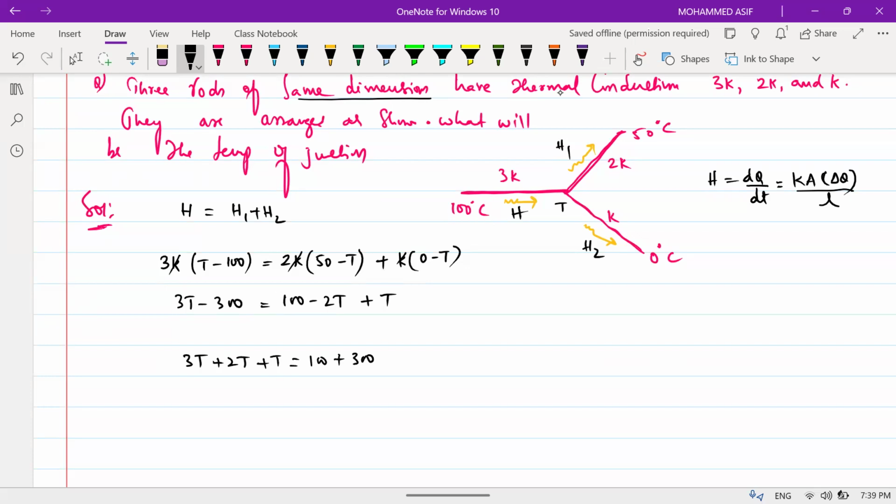This temperature is minus T, na beta? This one is minus T, na? Because 0 minus T is nothing but minus T. So plus minus minus, this will become 100 minus 2T minus of T. So this will become 60T equals 400. So T will be equal to 400 divided by 6. That means it will be 200 divided by 3 degrees Celsius. That will be the answer.